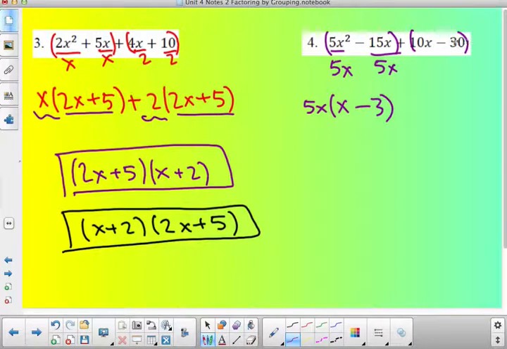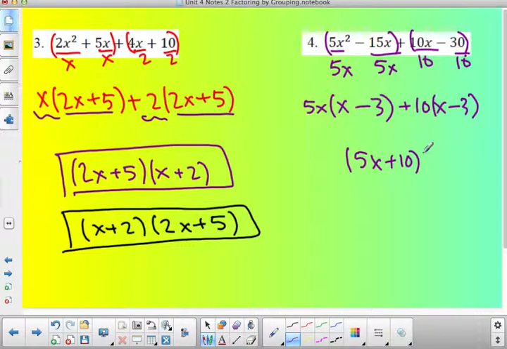Then, next group, 10x minus 30. I can take out a 10 here. No x's because that one has one, but that one doesn't. So positive 10 out front. 10x divided by 10 is x. Negative 30 divided by 10 is negative 3. Put your outsides together, 5x plus 10, and the insides make the other factor. And I did take a quick look, I didn't mention it, but my insides did match there, so I knew I was on the right track.